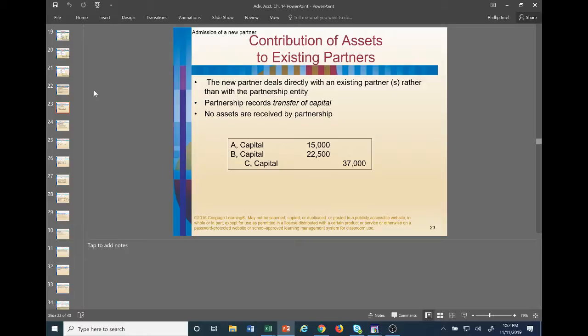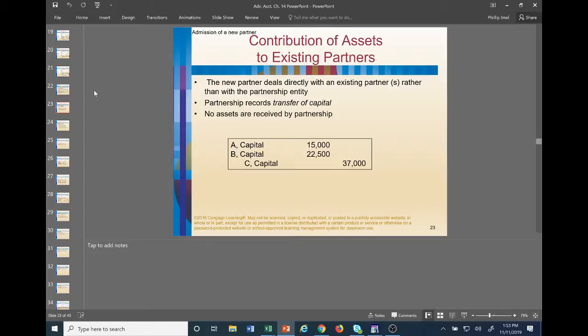There are several alternative ways of recording the contribution of assets by C to the existing partners. So if the consideration paid by the incoming partner is not used to impute the fair value of the partnership, the transaction would be recorded by the partnership entity as follows. We would debit the capital account for partner A of $15,000. That's 50% of $30,000. We would debit the capital account for partner B for $22,500. That's 50% of the $45,000, which are their capital balances, partners A and B. And then we would credit the capital account for partner C of $37,500.